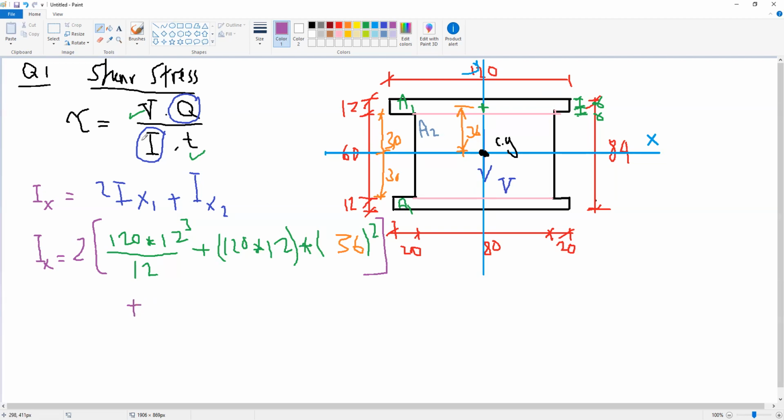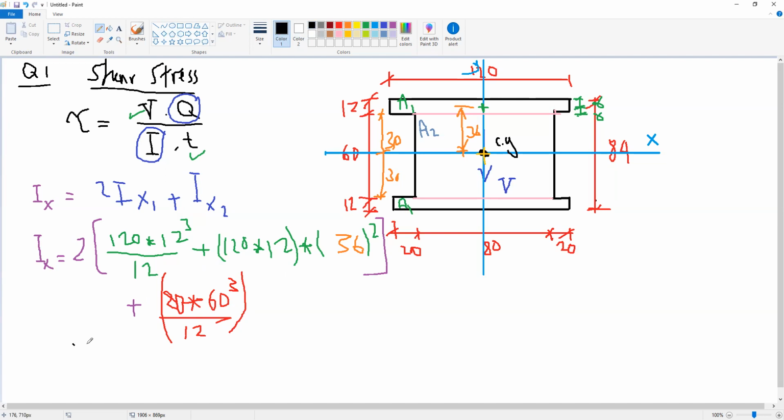Plus the inertia of area 2. How much is the inertia of area 2? The centroid of area 2 coincides with the centroid of the CG. So the inertia of A2 will be only the inertia about its own axis. What is the dimension parallel to X, which is 80, times the dimension parallel to Y, which is 60 cubed, divided by 12. So this is the inertia for area A2.